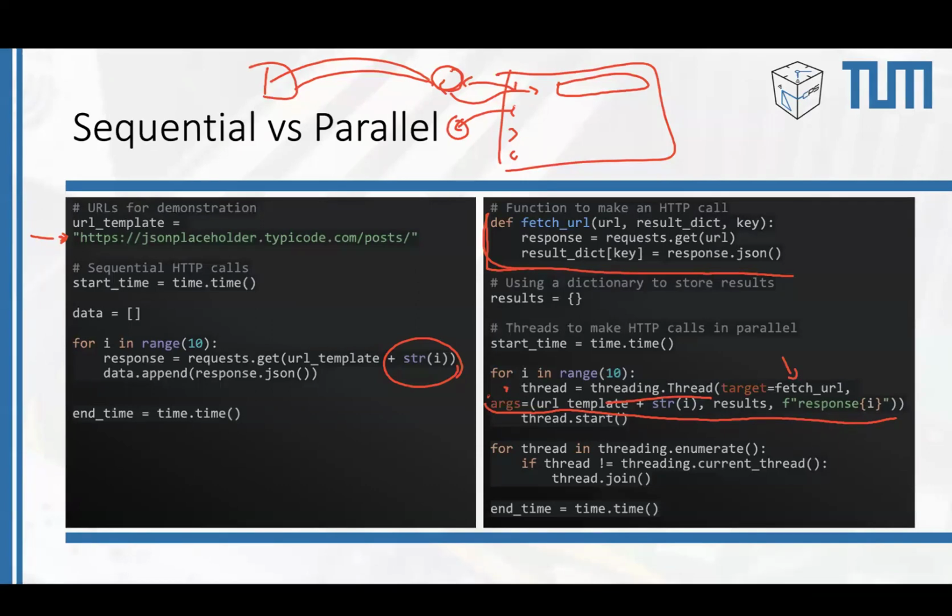So it's a unique key that I can add back to the dictionary. It is passed like this: args equals, and it's passed. What the threading interface then does is call fetch URL and pass these arguments to it, but not in your thread. It does it in a different thread. And what you do then is call thread.start. Now, thread.start doesn't run the function in your current thread. It tells the other thread to start running it. It does that in parallel. So far, so good.